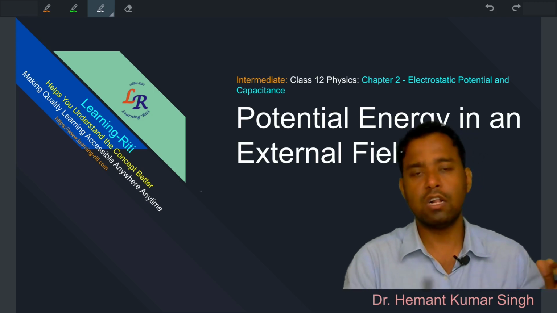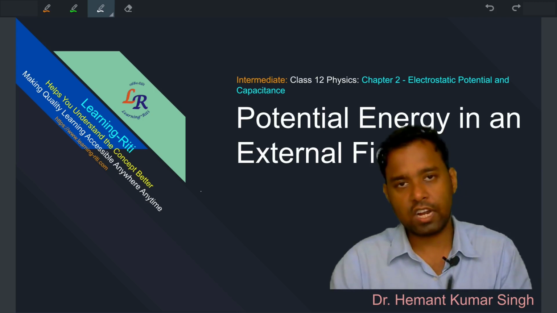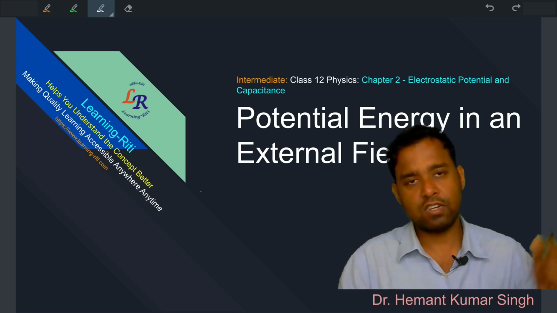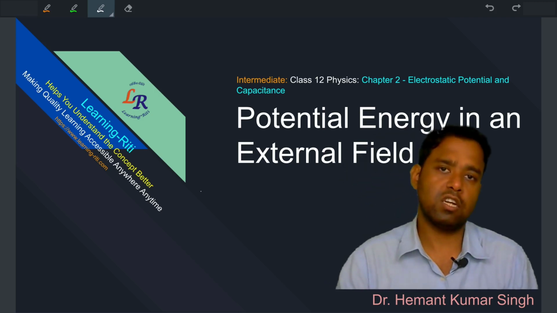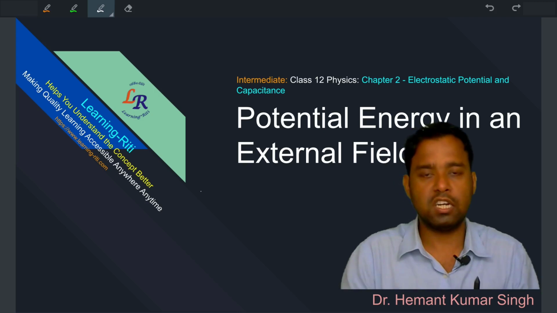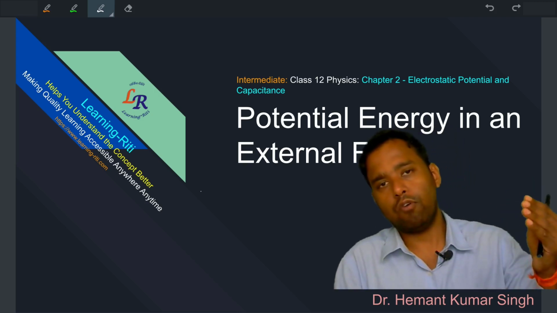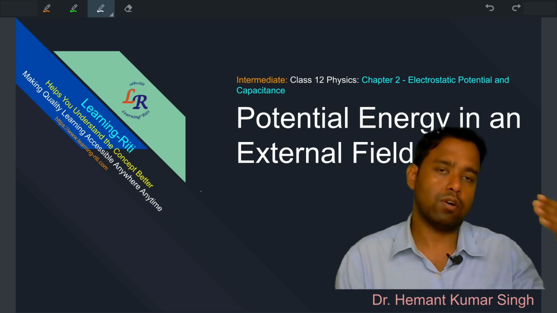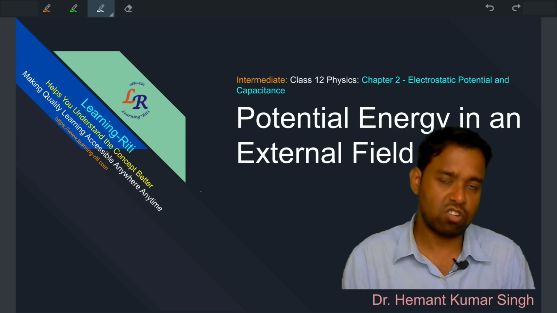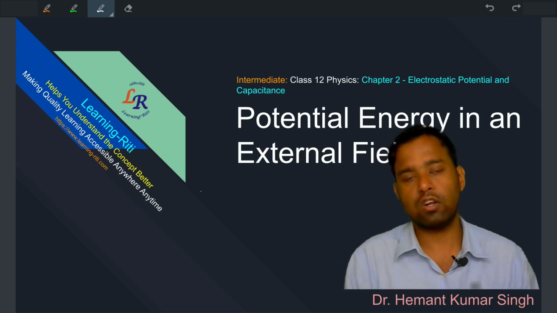Remember that when we were constructing the system, we brought in the first charge, and there was no potential because there was no charge and no external field. But in this case, even when you bring the first charge, there is an external electric field there. So there is already a potential as we bring the charge from infinity to that point. That is the external potential, due to the external electric field.